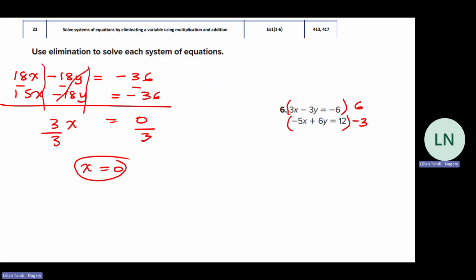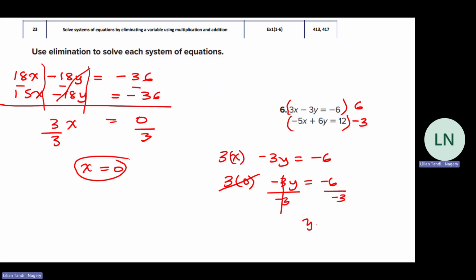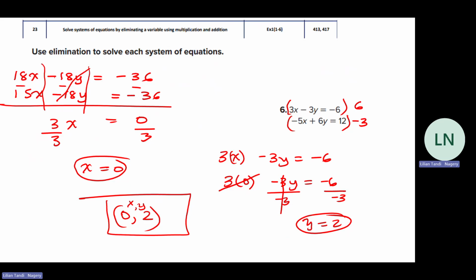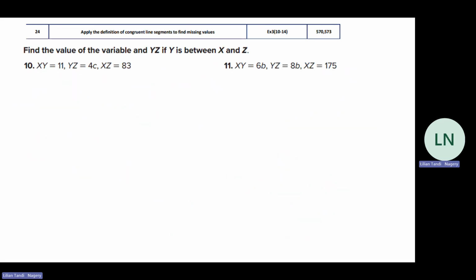Okay, then now find y. I will use the first equation, 3x minus 3y equals negative 6. 3 times 0 minus 3y equals negative 6. This is 0, divide by negative 3 on both sides. Y is 2. Write your answer, 0, 2, x, y. Okay?